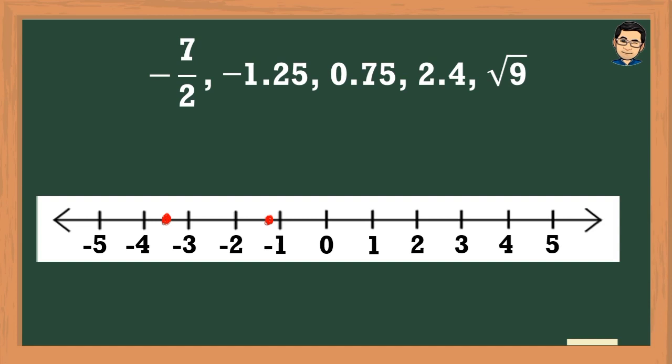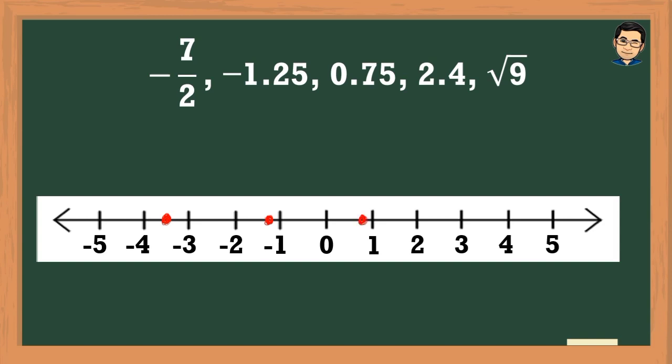Next, yung 0.75 naman, nasa pagitan ng 0 and 1. So, 0.75, malapit na siya sa 1. And then, yung pinakagitna talaga ng 0 and 1 is 0.5 or 1 half. So, nasa pagitan siya ng 0.5 and 1. So, dito siya. Plot lang natin.